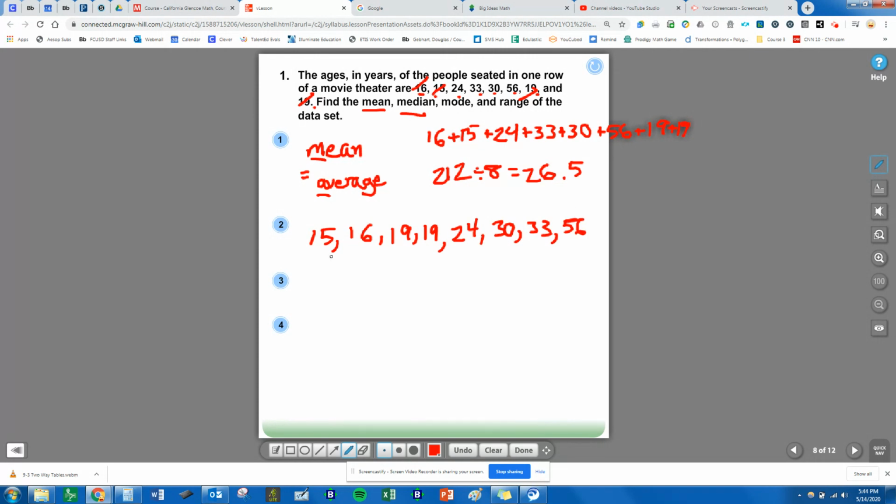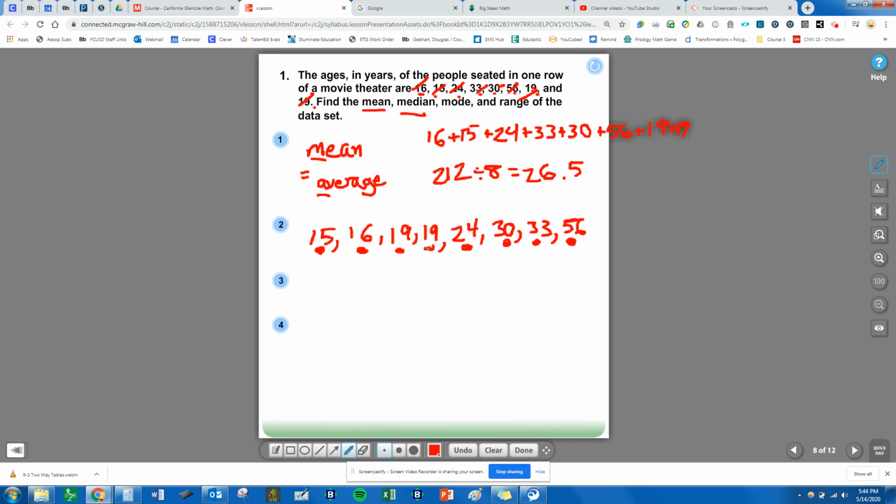And I usually double check, I count to make sure I got the right number. 1, 2, 3, 4, 5, 6, 7, 8. Yep, I have all 8 there. So to find the median, what you want to do is you sort of pair them up, the first one with the last one. What I do, and I can't do this on the screen, is I put my finger on the first one and the last one, and then I work my way in. So then I would be at 16 and 33, 19 and 30. And I put my fingers right here.